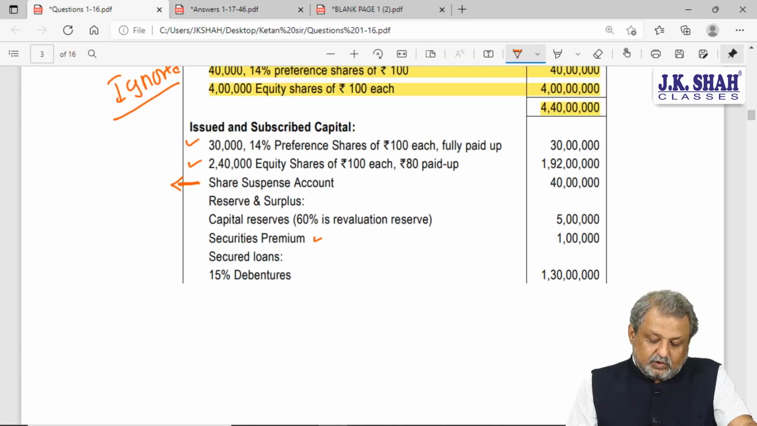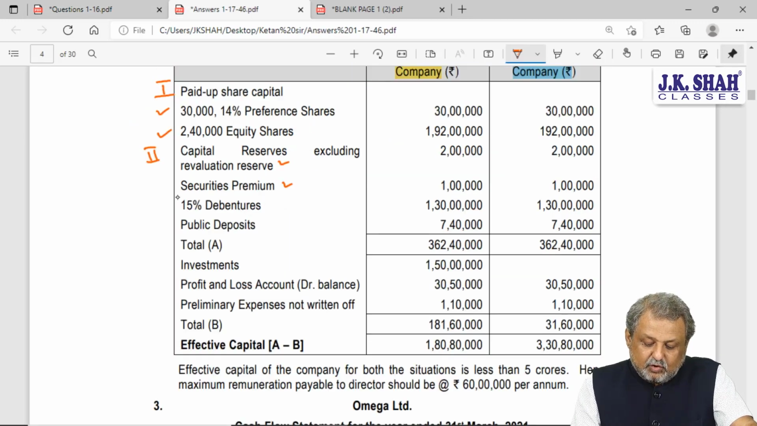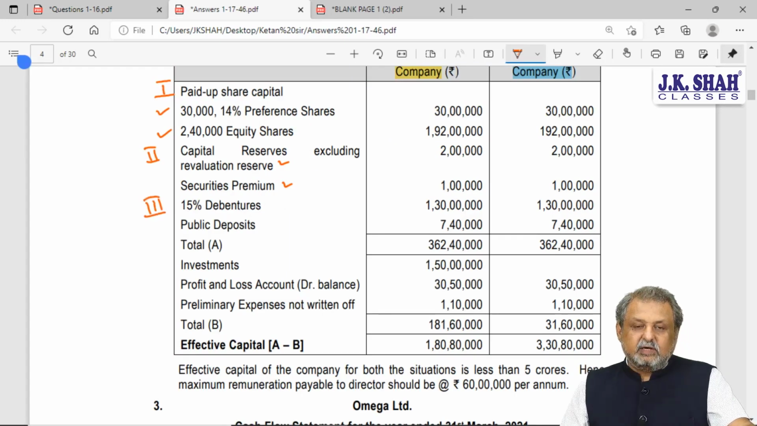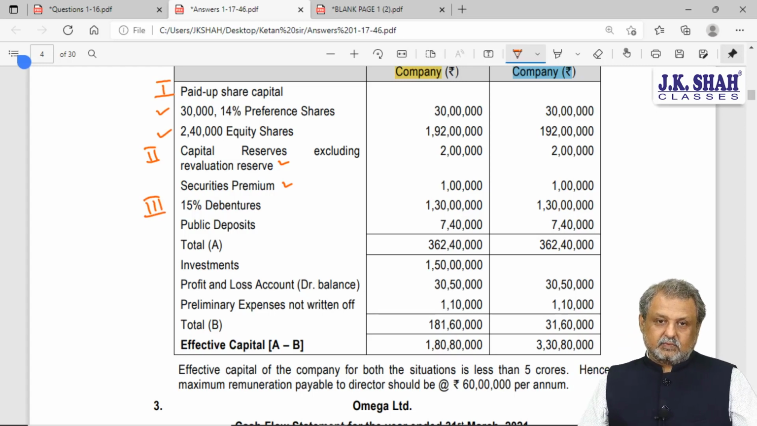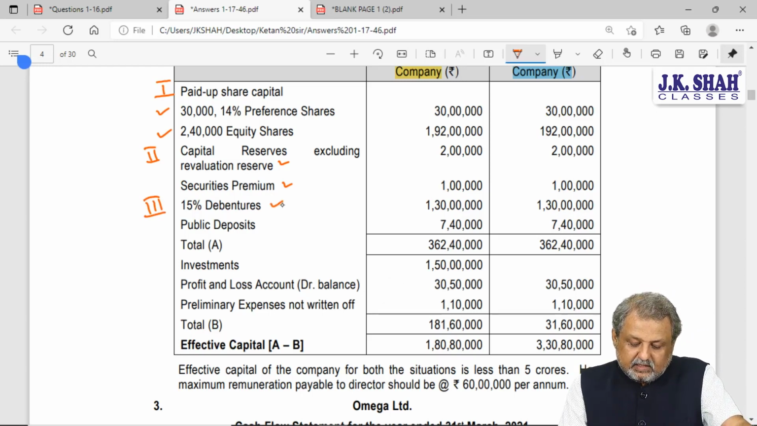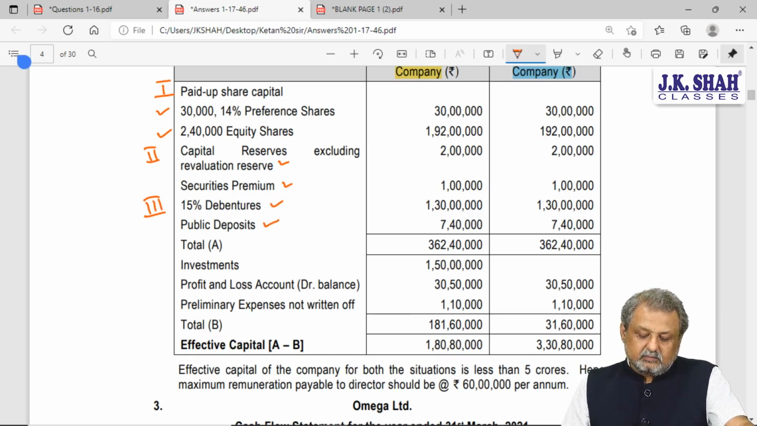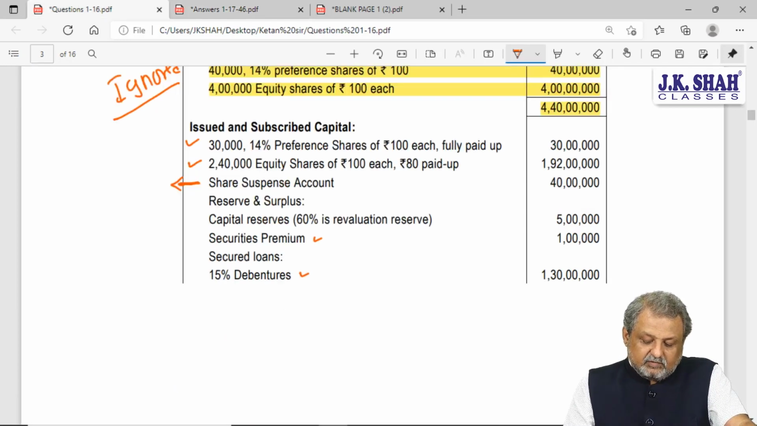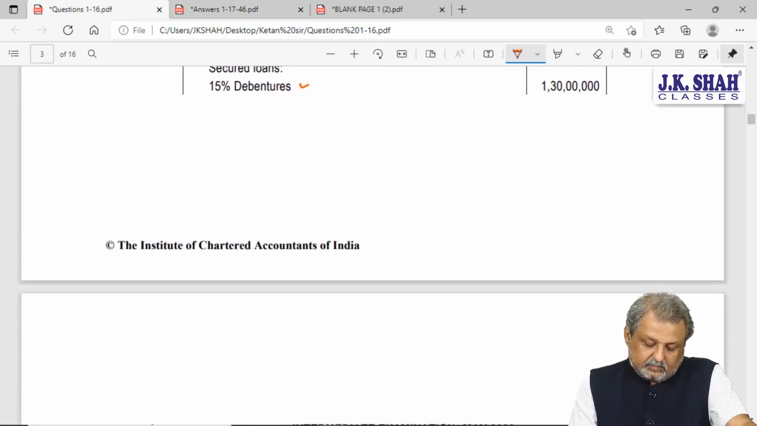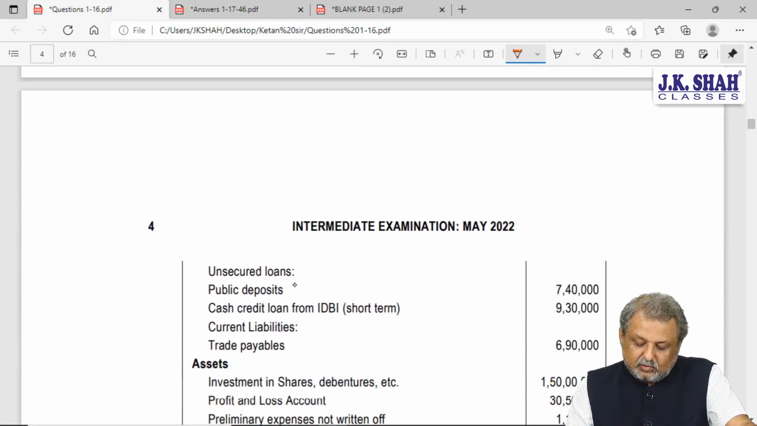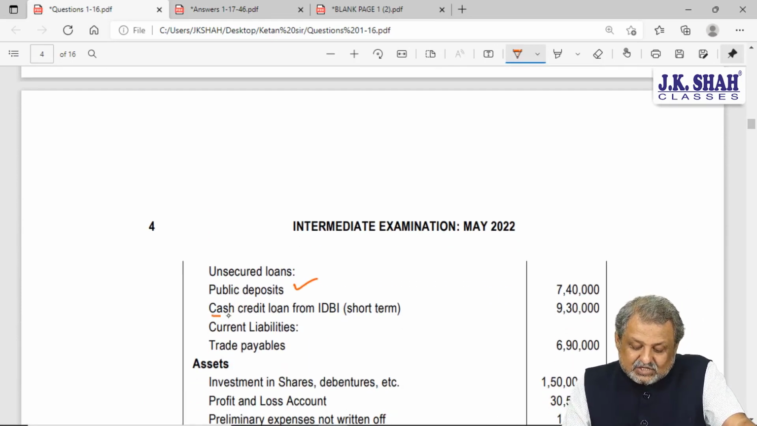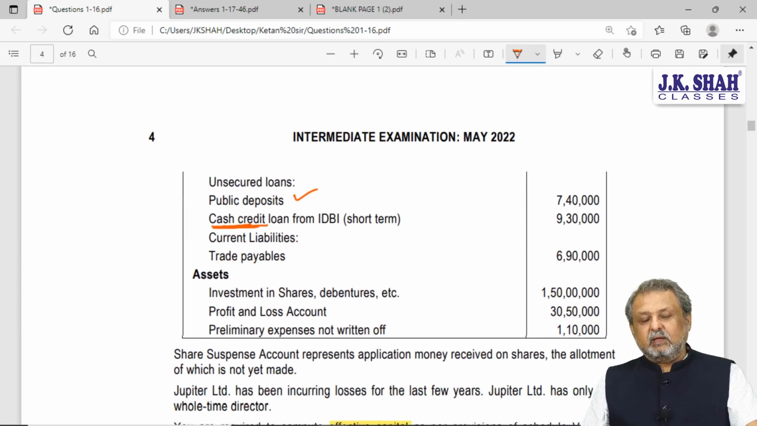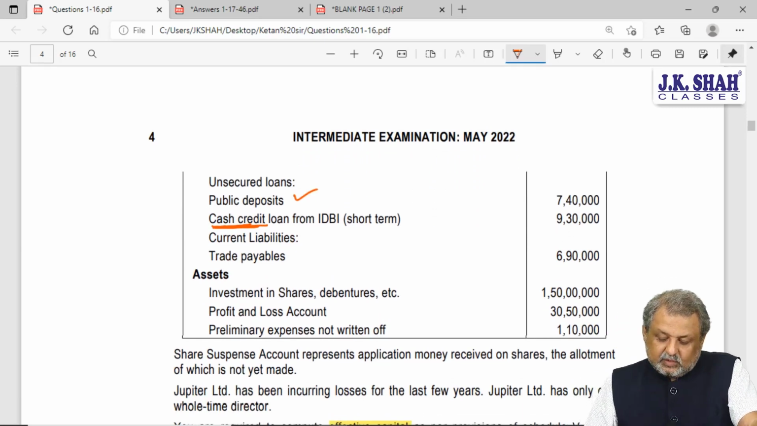Then next, what you will take is long-term borrowings. Yes, 15% debenture, long-term funds. This is point number 3. You can give the heading long-term funds. Okay, so debentures will be taken, public deposits will be taken. Whether you take the total in between or not is irrelevant. You may continue further. Public deposits are also unsecured loans, long-term funds. But cash credit is short-term borrowing. Short-term borrowing, anything payable within 1 year is not taken in effective capital. So that is to be ignored.